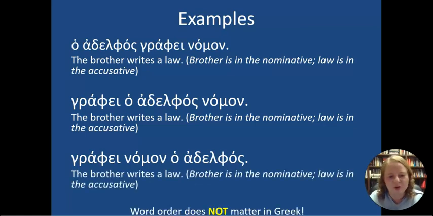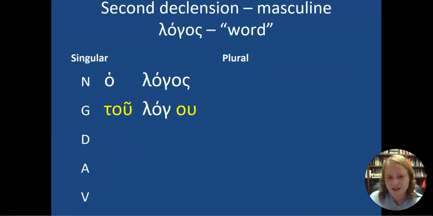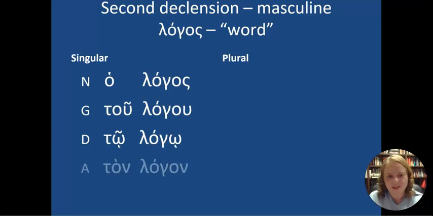It doesn't matter the word order. That's just not what matters in Greek. We don't care about word order at all. Instead, we are focused on finding that nominative, that subject. And so the definite article is what helps us out a lot. Here is then the second declension for the word logos, which means word. So ho logos is the nominative, tou logou is the genitive, tio logo is the dative, and then ton logon.